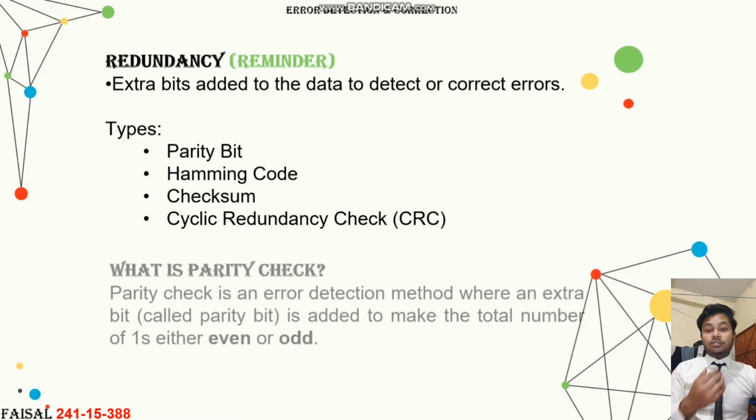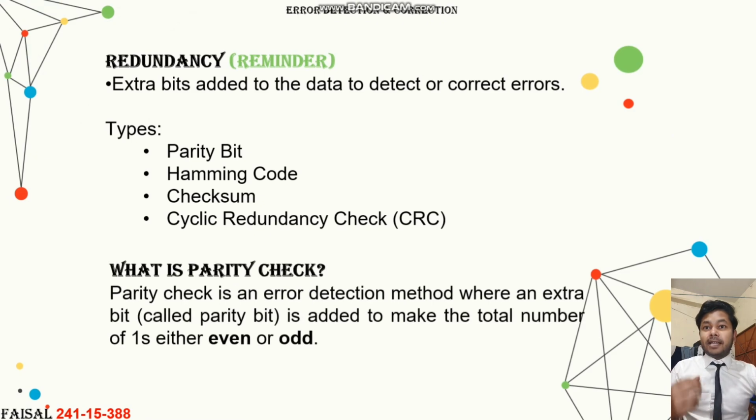Now we are coming to redundancy. So what is it? Extra bits added to the data to detect or correct errors. And there are different types like parity check, Hamming code, then checksum, then CRC, cyclic redundancy check.